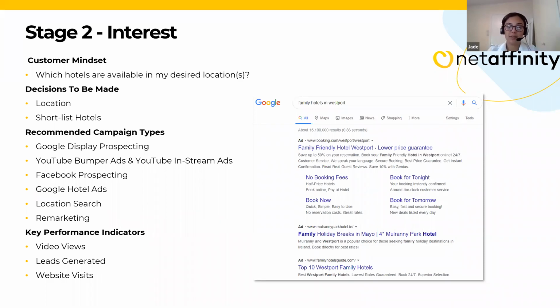So now I've decided that I am going to Westport with my family, and I'm typing this into Google. It will generate different hotel options popping up on Google search. I really want to emphasize the Google Hotel Ads campaign. If you are a Net Affinity customer and you don't have Google Hotel Ads to support your marketing, I would really recommend investing in it because it encourages people to book directly through your website. They can even book through hotel ads, but basically it's staying away from the OTAs.